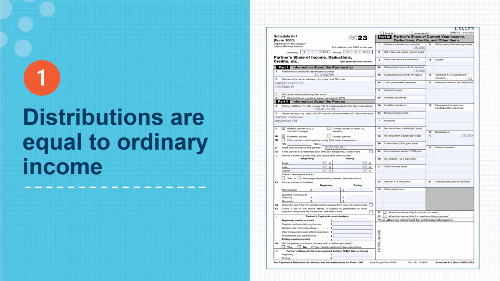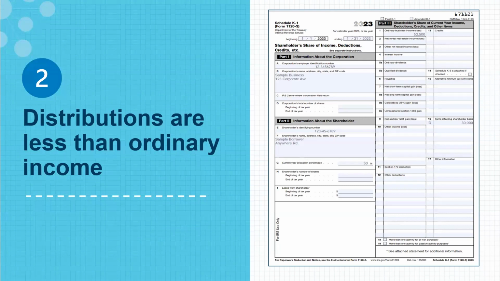In scenario number 1, distributions are equal to ordinary income. Looking at box number 1 of the Schedule K-1, we see ordinary income of $25,000. And when we check for distributions, we note that box 19 shows distributions of the same amount, $25,000. We are good to go. Nothing further is needed because we know that the borrower has accessed the income and we can include the ordinary income in our income calculation.